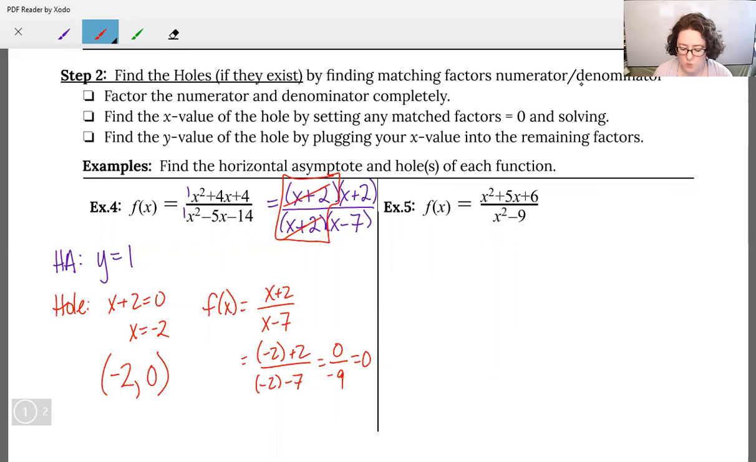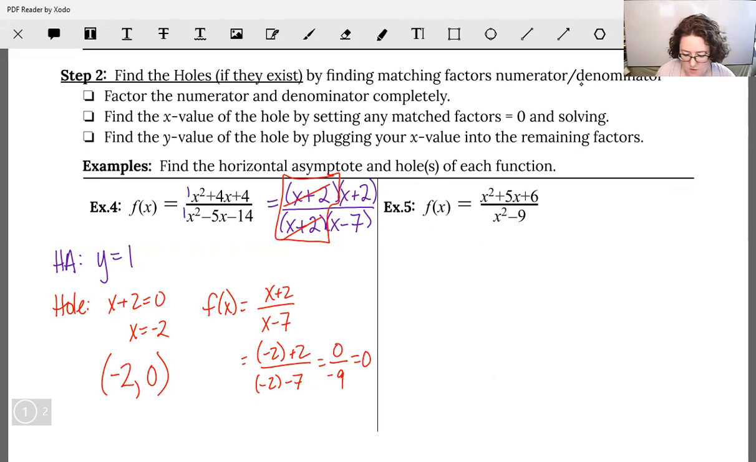Okay, example 2. We're going to do the same thing. So first, let's find the horizontal asymptote, and then let's find the hole. Okay, so horizontal asymptote, again, I'm noticing my degrees are exactly the same. So my horizontal asymptote on this one is going to be another y equals 1 because my leading coefficients are just 1s. Then we look for the hole.